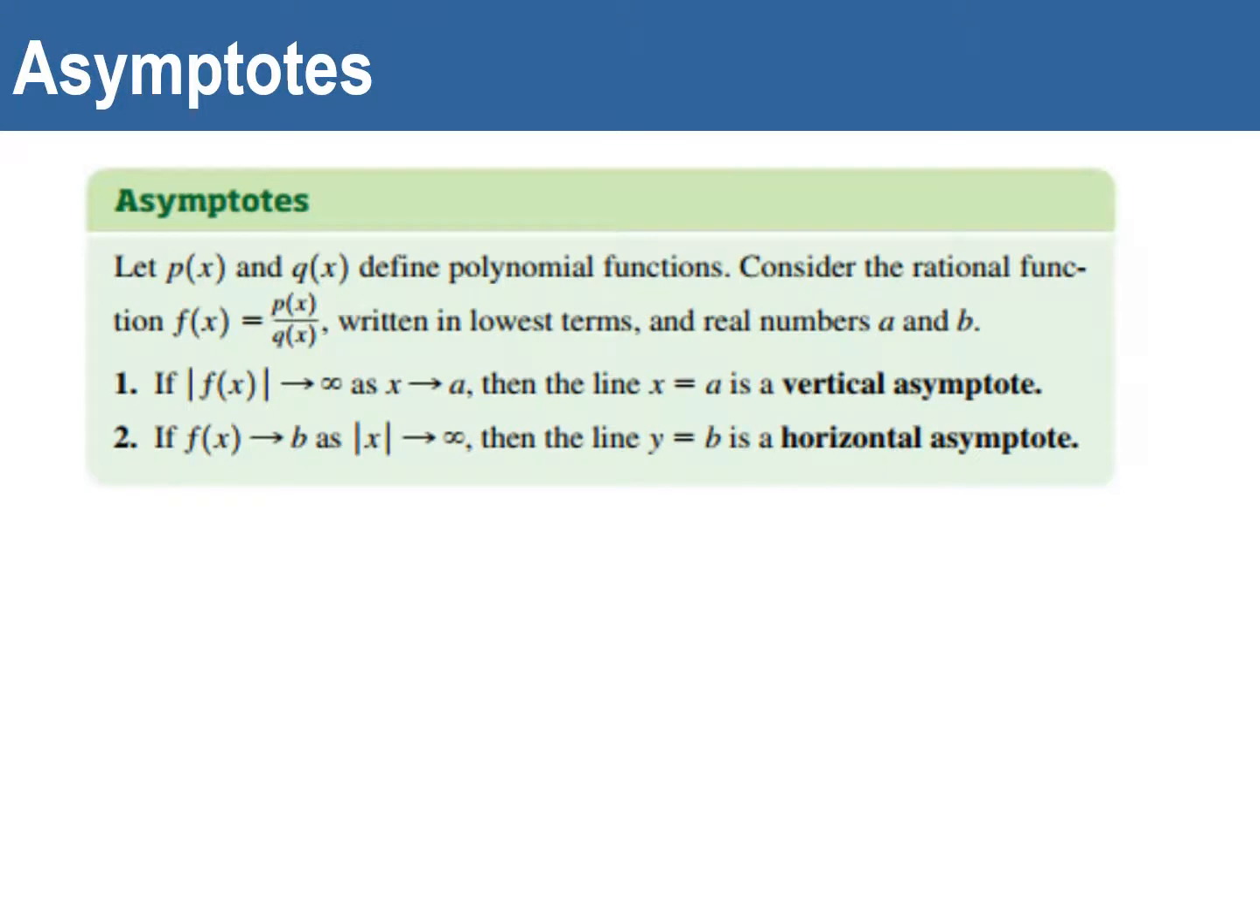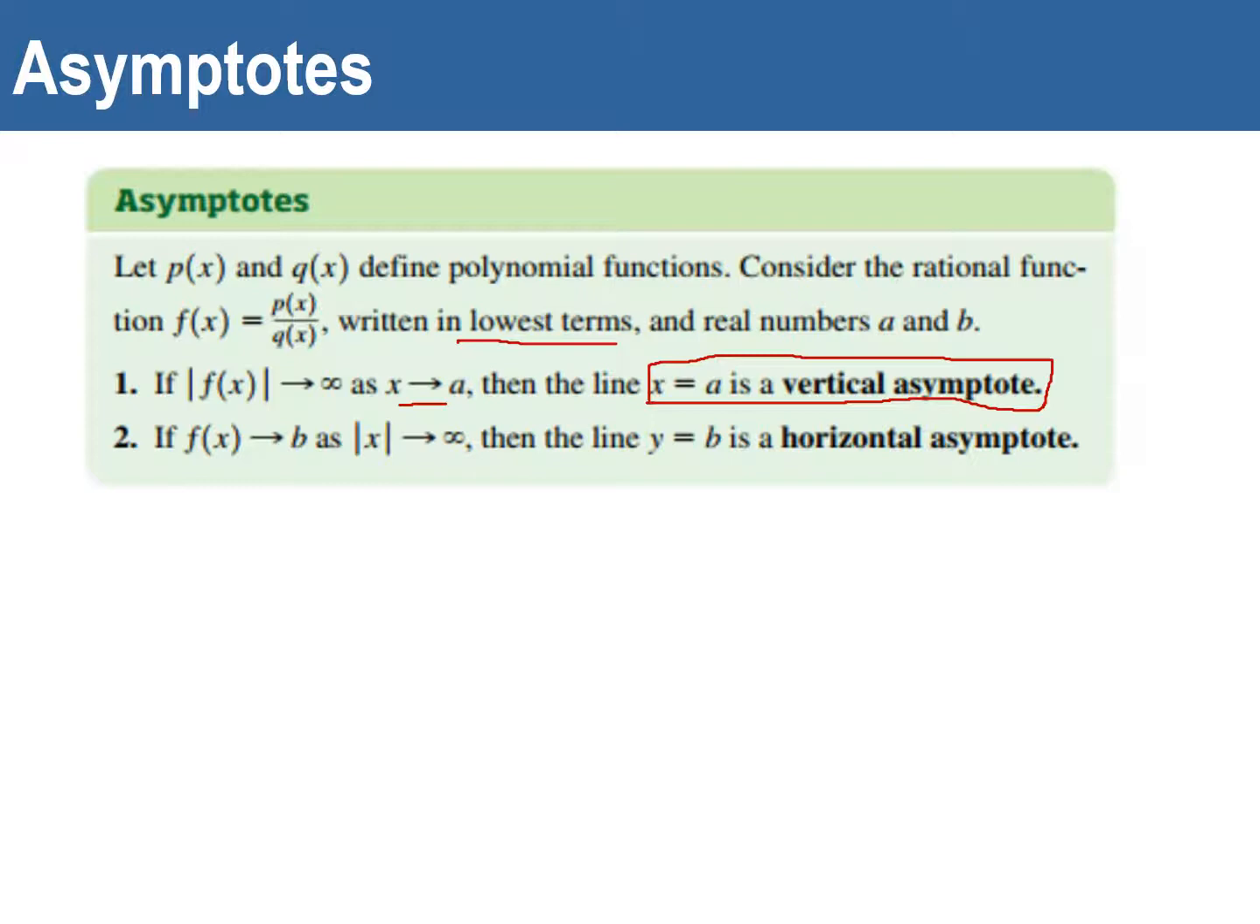When we're talking about asymptotes, we're looking at infinite behavior. If we have our polynomials p of x and q of x, and we take that ratio, p divided by q, written in lowest terms, so we've simplified it and gotten out all of the common factors, if the function f of x goes to infinity as x approaches a particular number, then x equals a is a vertical asymptote. Basically, pretty much zeros in the denominator. That's what we're looking for.